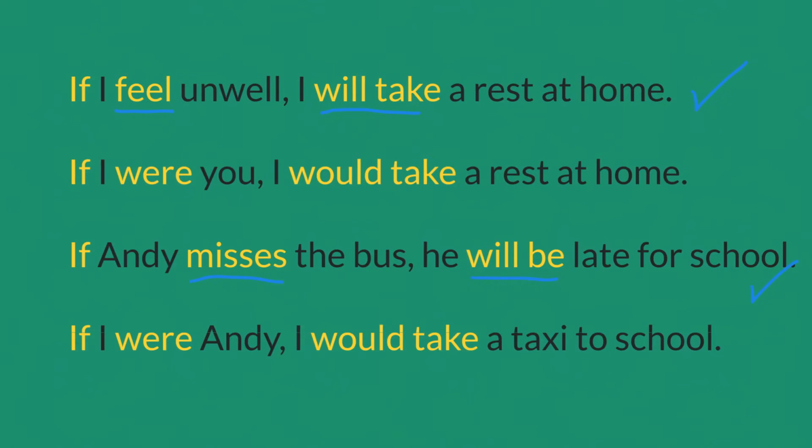How about the other two sentences? Yes, they are talking about imaginary situations. Here, if I were you, I cannot be you. So this is a structure to give advice using the conditional sentence. And pay attention to the tense. We use the past tense were and would.